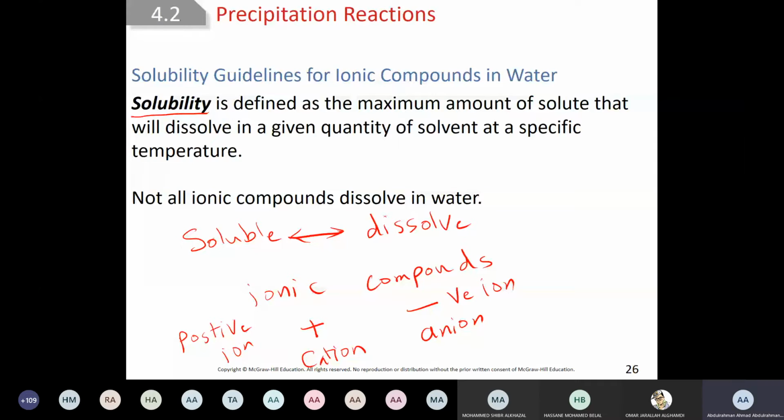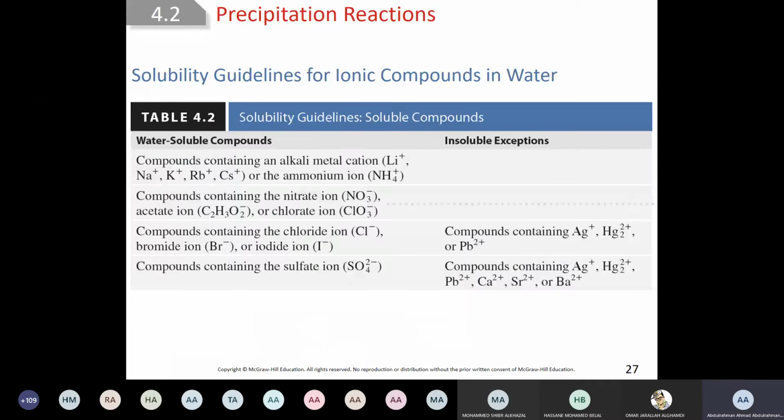Now, look at this table. Again, I want you to memorize everything in this table. Everything in this table you must memorize. What's the first rule? Any compound that contains lithium, sodium, potassium, rubidium, cesium. Look at your periodic table. What are these elements? First group, alkali. Alkali ions will dissolve in water.